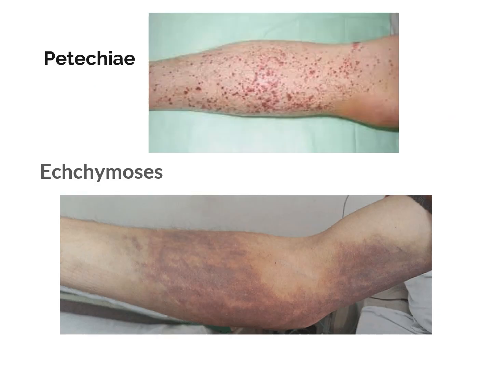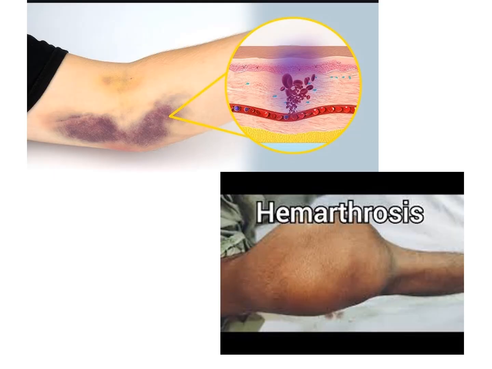Additional pictures show us the difference of petechiae and ecchymosis. So, hematoma, I'm sure you're familiar with this. Maybe you have experienced having a hematoma. And then hemarthrosis, internal bleeding in the joint.